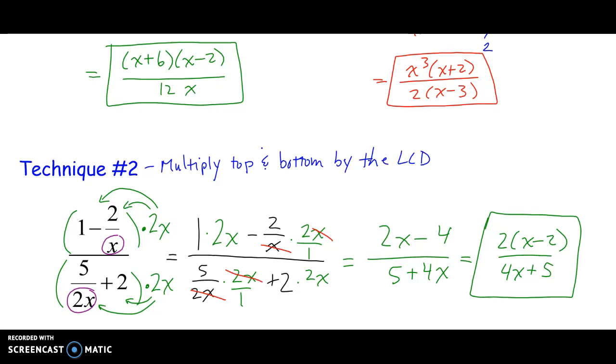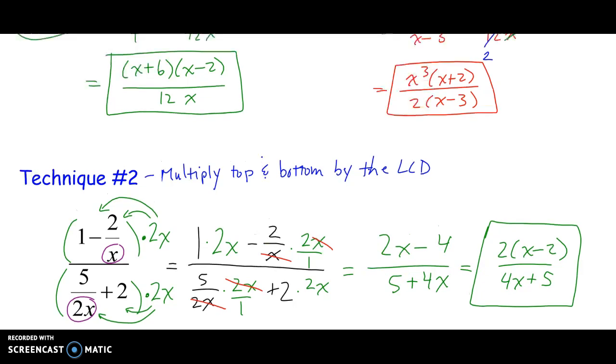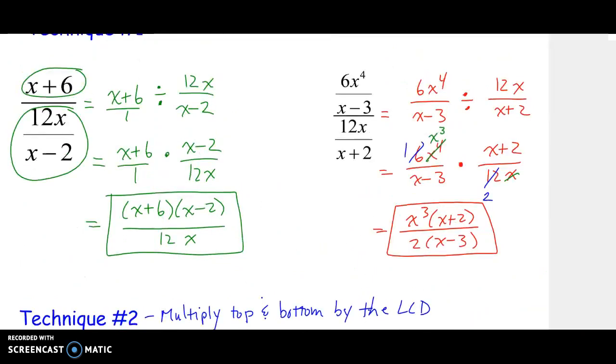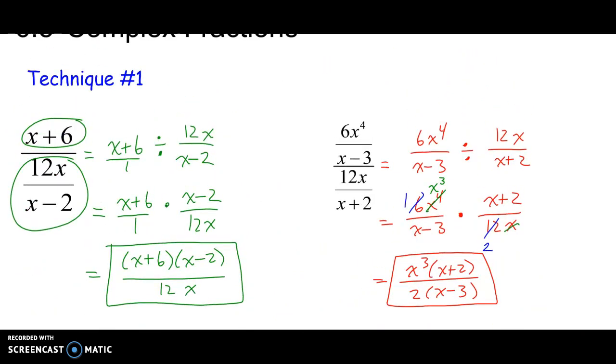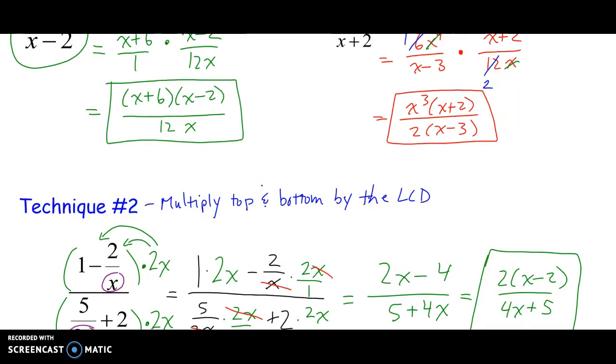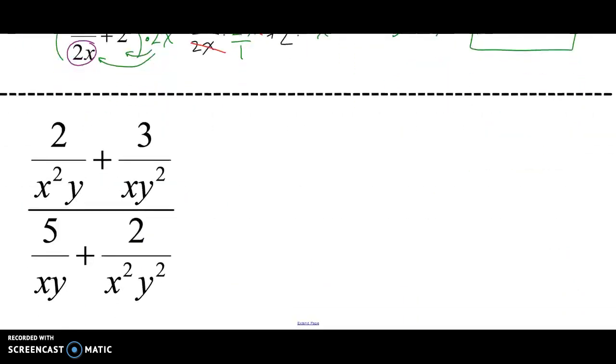So let's do one big example of a major complex fraction problem. But aside from one tough example, just to make sure we've got the whole idea, these two techniques are the two things that you need to learn in 6.5. Either multiply by the reciprocal, write it as a division, multiply by the reciprocal, or multiply top and bottom by the LCD. Here's an example, obviously a fairly large, complicated example.